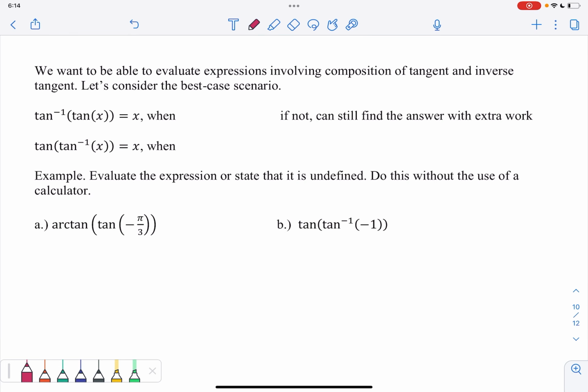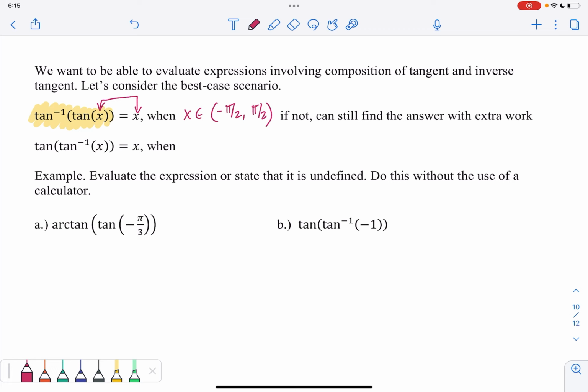We want to be able to evaluate expressions involving the composition of tangent and inverse tangent. Let's consider the best case scenario. The best case scenario is when my input matches my output, and so if I'm given an expression like tan inverse of tan of x, I say the whole thing is just equal to x, where x is some angle. But this can only happen when x is in -pi/2 to pi/2, because tan inverse, right, only has outputs in that range. And so for the input and output to match, the input would also have to be in that interval.